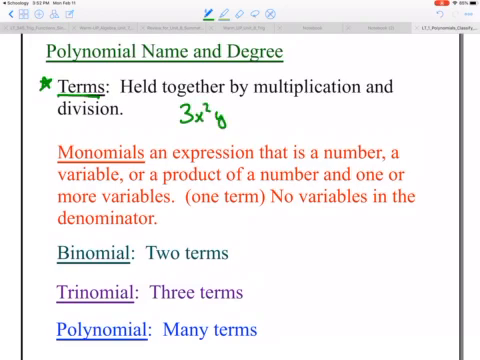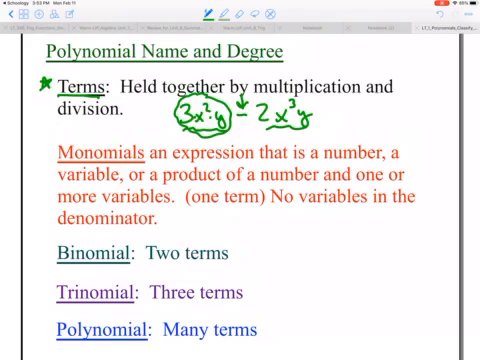So 3x squared y minus 2x cubed y, these are two different terms because subtraction and addition separate terms. But multiplication and division hold them together. So this is 3 times x squared times y, so that's a term right there.